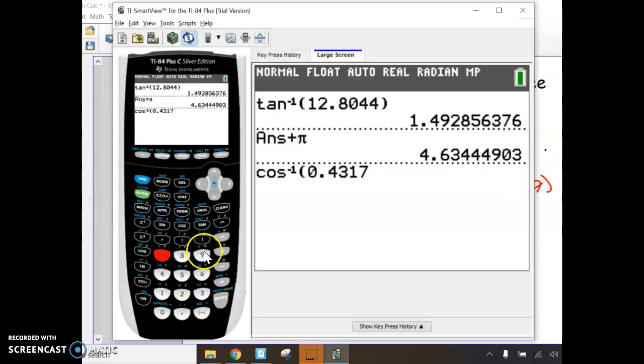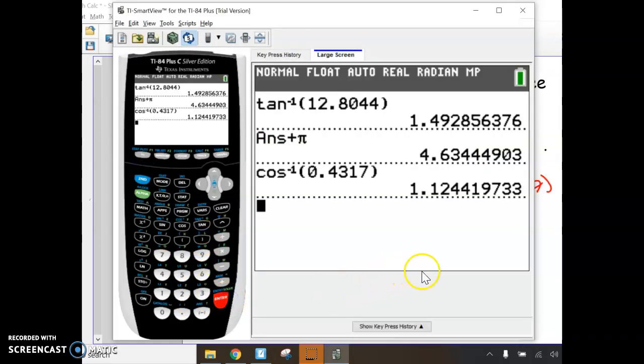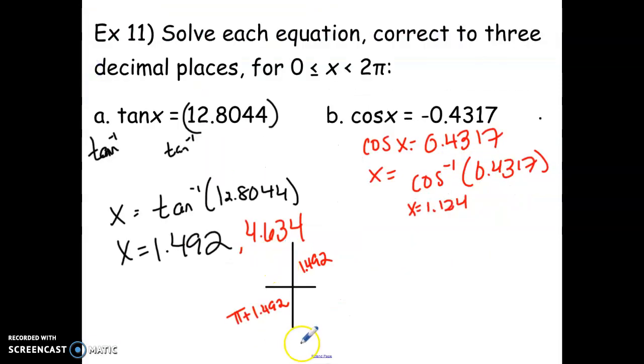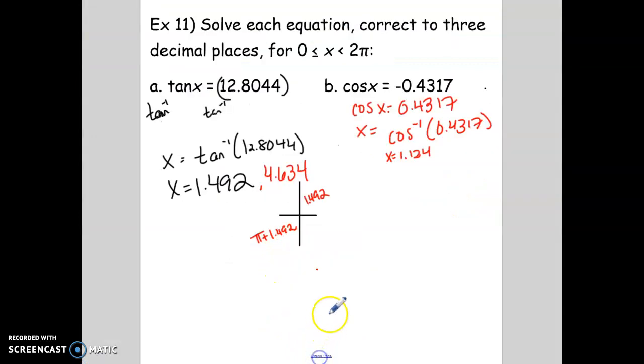Make sure I typed that in correctly. Don't even need the parentheses there. And I get 1.124. Okay, so if we think of the unit circle here, let's extend my page a little bit.